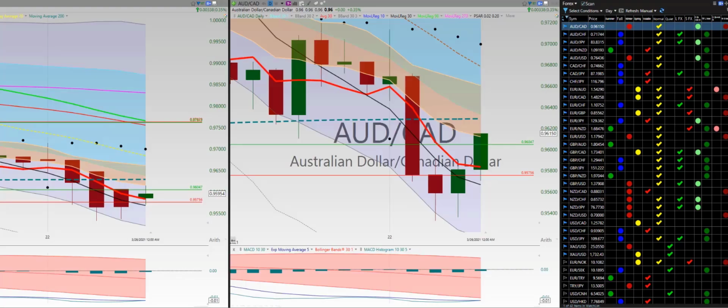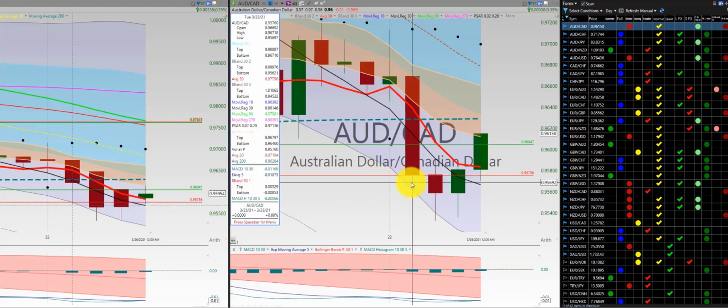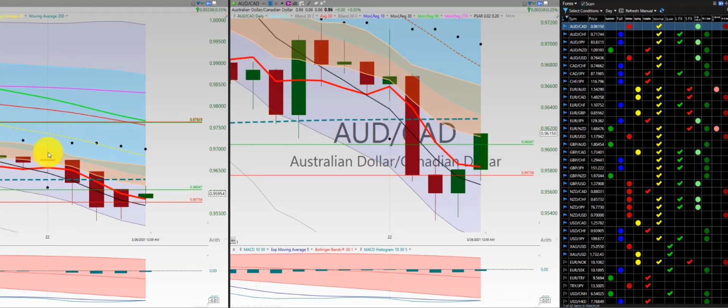Hello, this is the Forex Week in Review, and I'm on 26 March at 4 p.m. Central Time. I'm going to start off with the Aussie dollar, Canadian dollar. We had an initial trade here on Tuesday. No trade here because the Heikin-Ashi was red above the RL10. Came back and stopped me out for a loss.